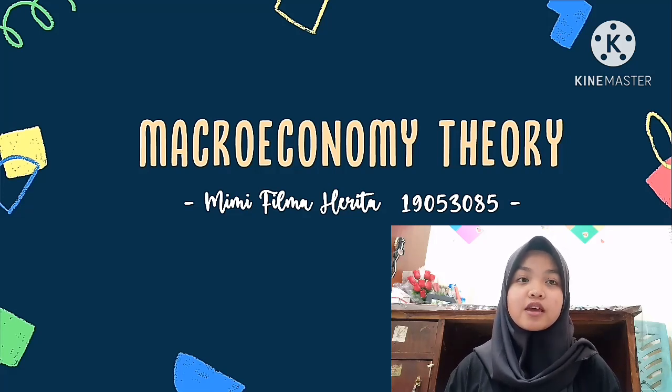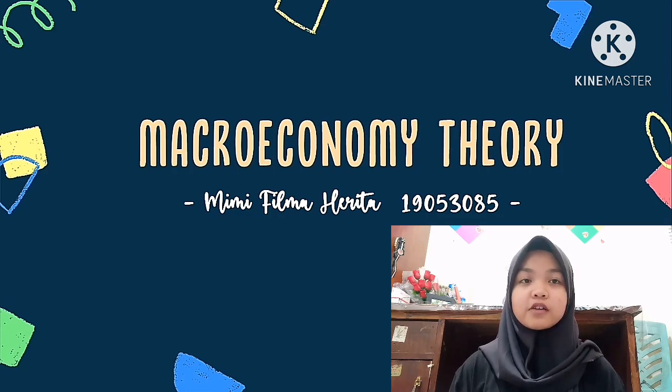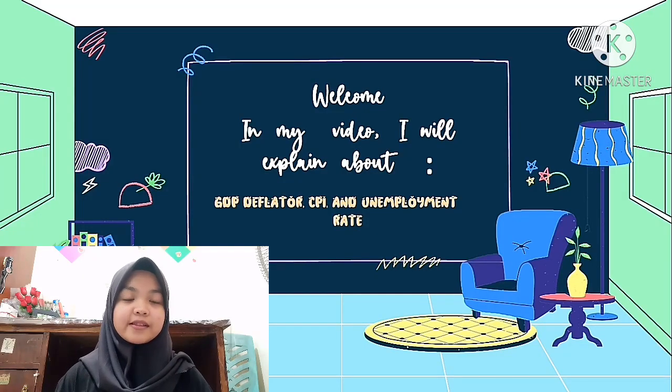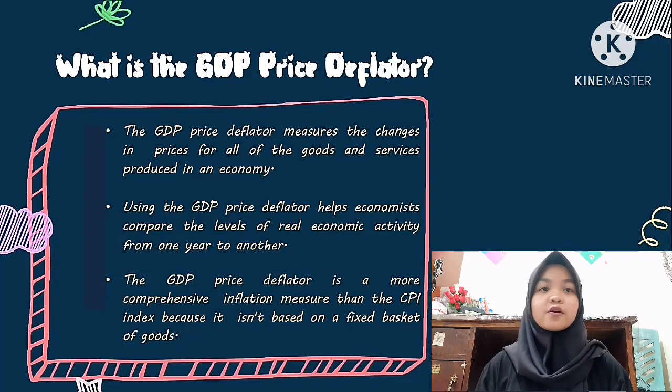Today I will explain about the course macroeconomic theory, and this is material: GDP deflator, CPI, and unemployment rate. Okay, this is the first material. What is the GDP price deflator?